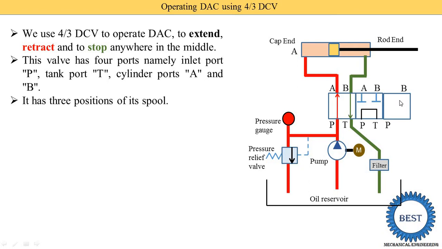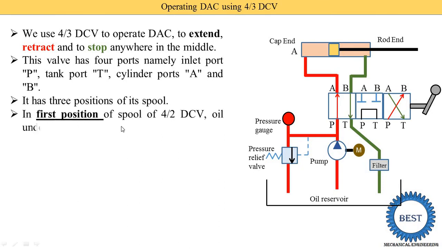In that, oil enters the P port, then is supplied to the B port. So an arrow is drawn from P to B, and oil returns from the A port to the T port. So the arrow is drawn from A to T, and here you see that a lever is provided. It indicates the manual operation.